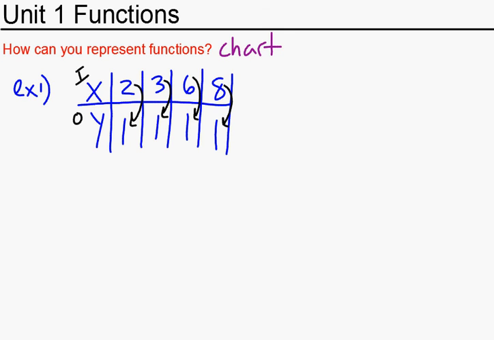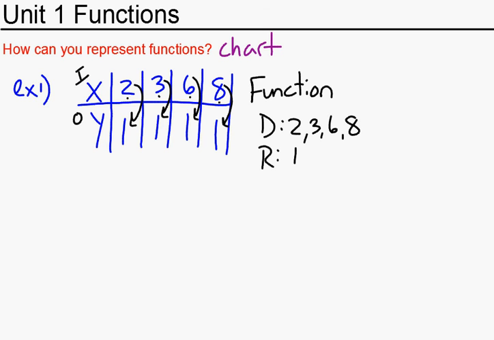And you might get a little nervous about this because there's a lot of 1s, but it doesn't matter. 2 only goes to 1 value, 3 only goes to 1 value, 6 only goes to 1 value, and 8 only goes to 1 value. It's a boring function, but it is a function. It's consistent input that goes to consistent output. So domain and range, the domain is 2, 3, 6, and 8. The range is just the number 1. I'm not going to do a second example for a chart because it works exactly the same as ordered pairs.